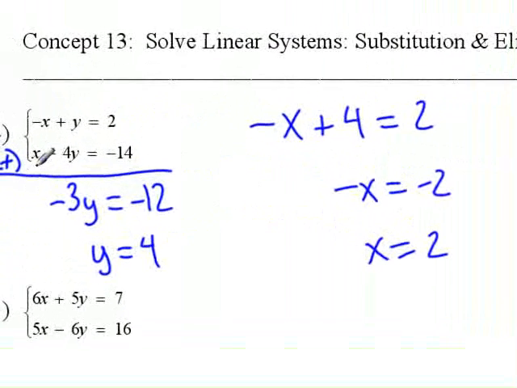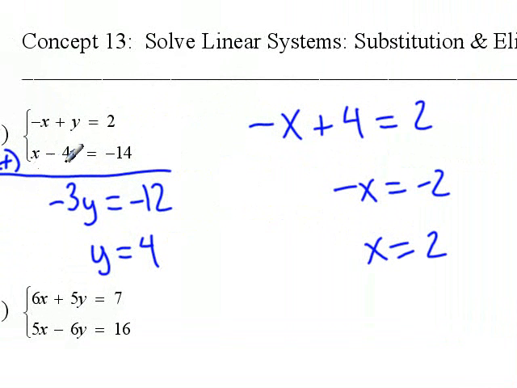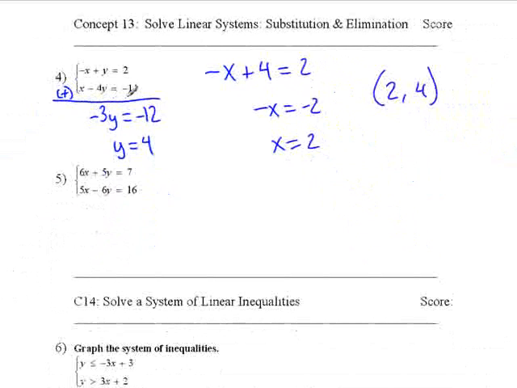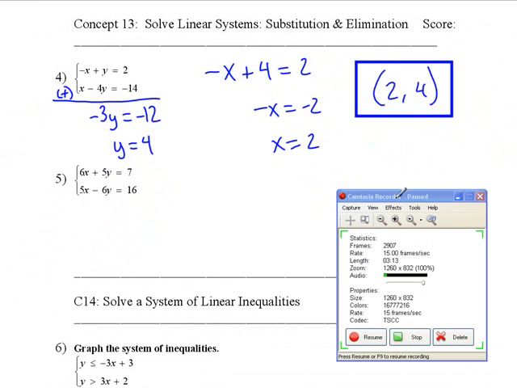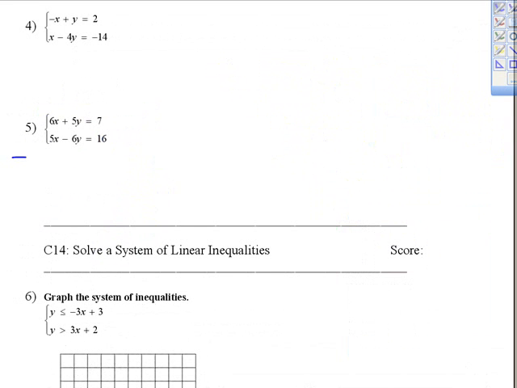second equation. I put a 2 in for x, I have 2 minus, put a 4 in for y. 4 times 4 is 16. 2 minus 16 does equal negative 14, so that solution is correct and can't be wrong. Any questions here?